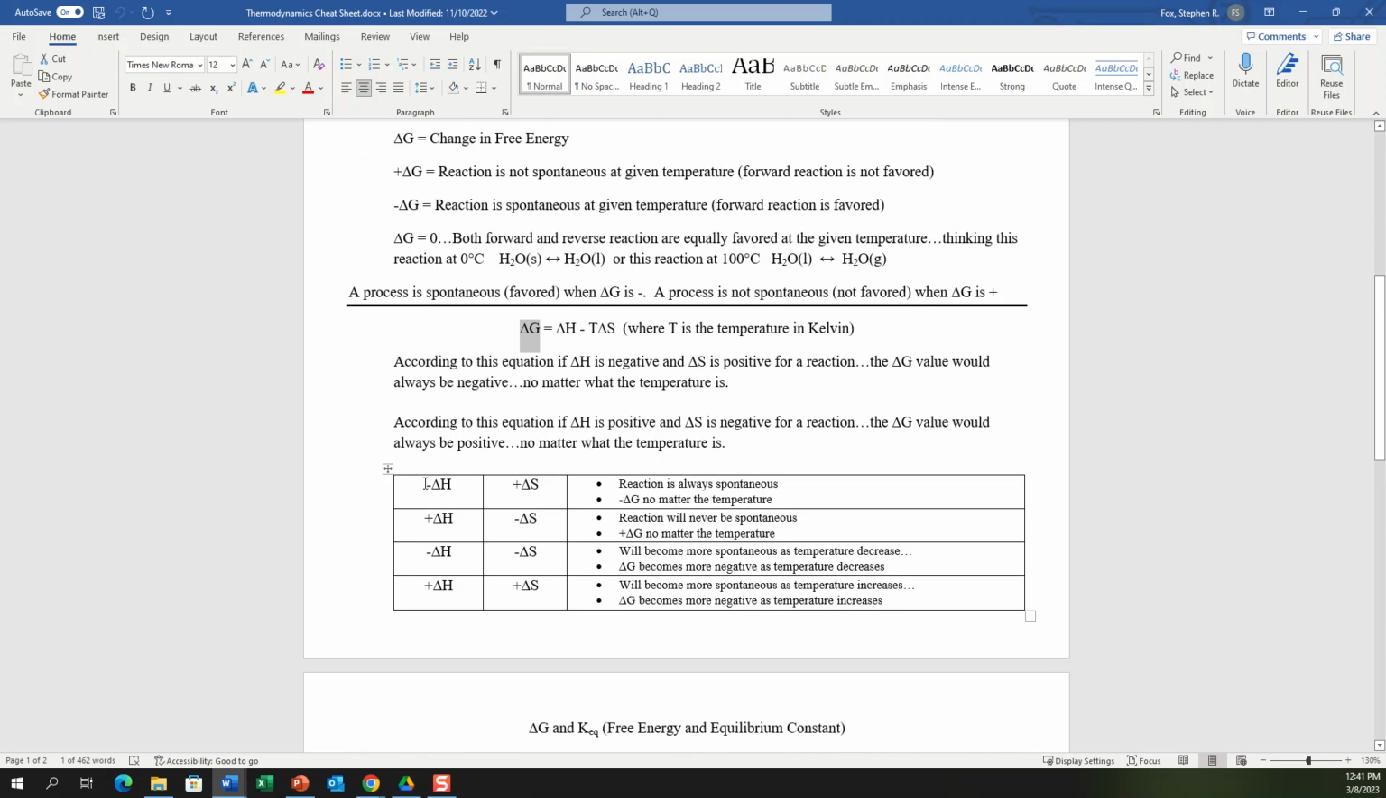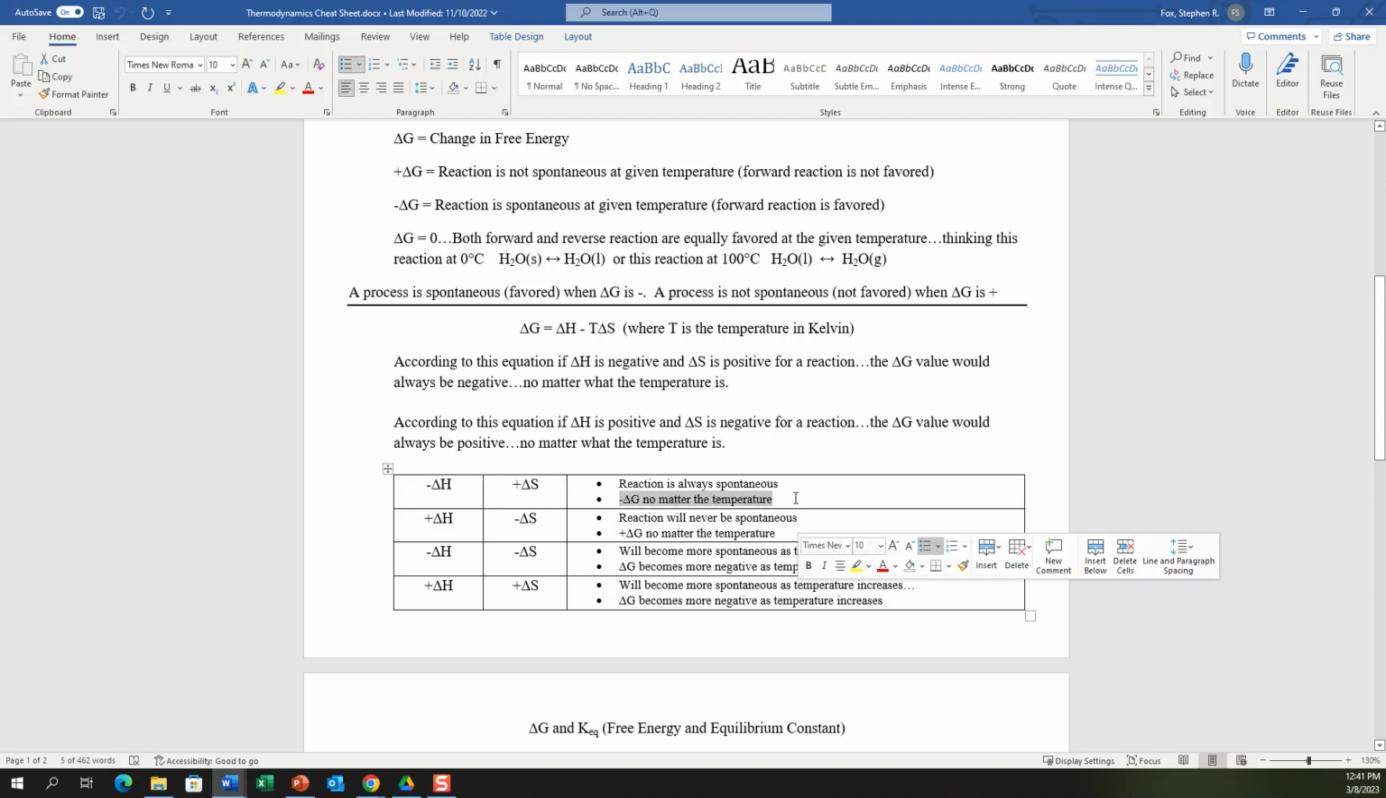Now here is a chart that goes with this equation. So if you read this equation, and you know that temperature can never be negative because it's on the Kelvin scale, then if this is your combination of delta H and delta S, if you have a negative delta H and a positive delta S, no matter what numbers you plug in here, delta G will always come out to be negative. So if you have an exothermic reaction that also increases in randomness, that reaction will always be thermodynamically favored.